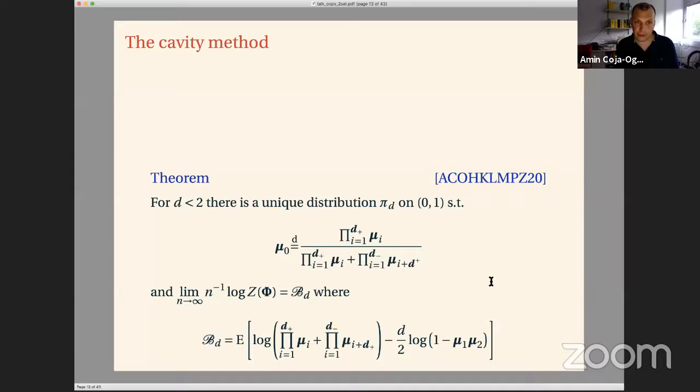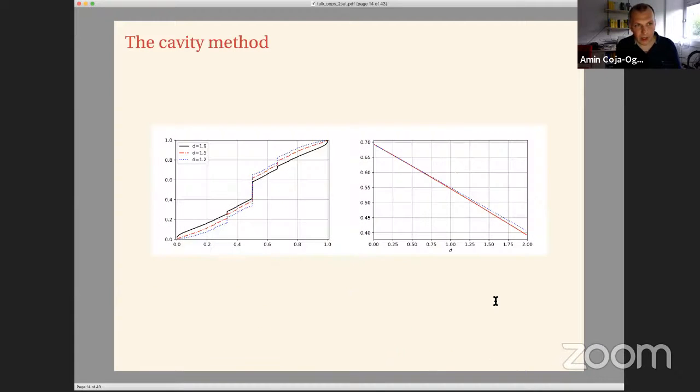And what we are going to do next is turn this prediction into a rigorous theorem. So we are going to prove, in fact, that this stochastic fixed point equation has a unique solution, and that if you draw a bunch of independent samples from this fixed point distribution, you get the number of satisfying assignments out. Before we prove that, let me show you what the result looks like.